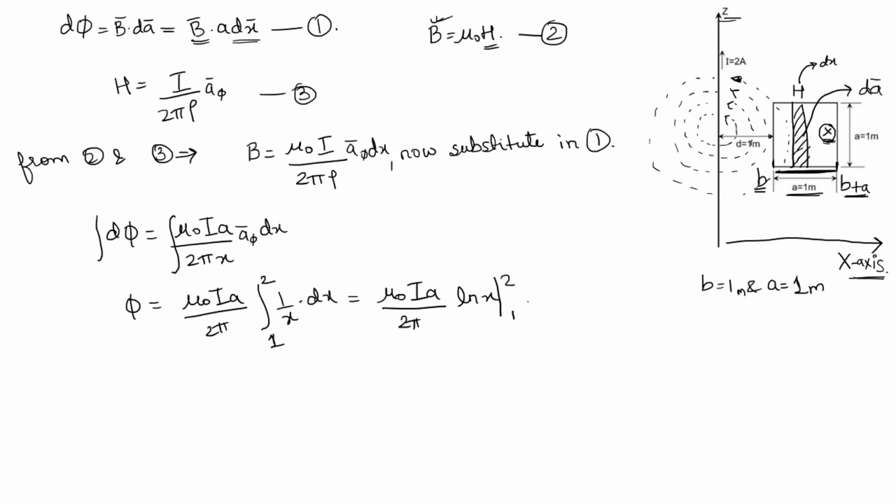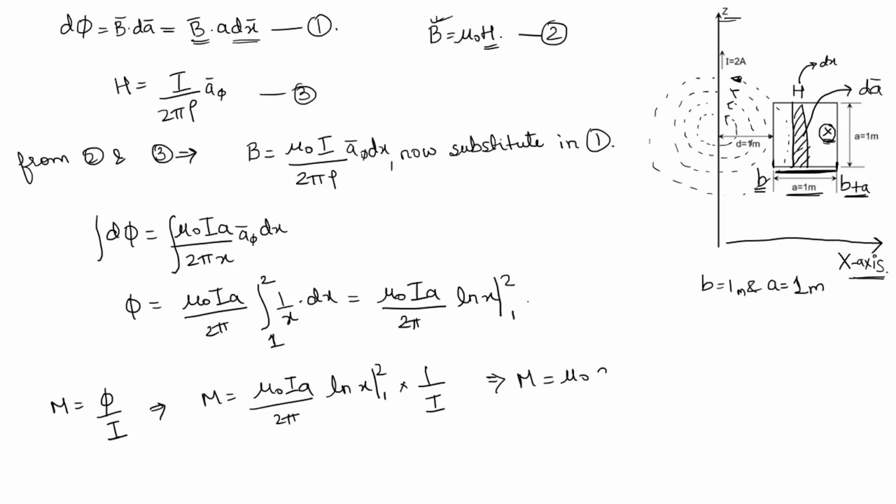Now, if I take the equation M is equal to φ upon I, the first equation, remember, M is equal to φ upon I. So what M will become is M is equal to μ0 I a upon 2π ln x from 1 to 2, upon I. So this will become M is equal to μ0 a (ln 2 minus ln 1) upon 2π, right?